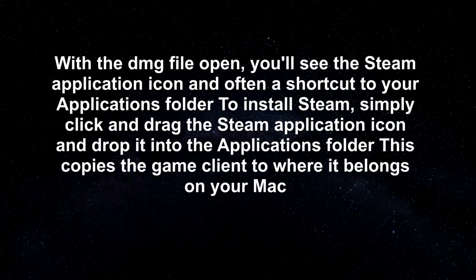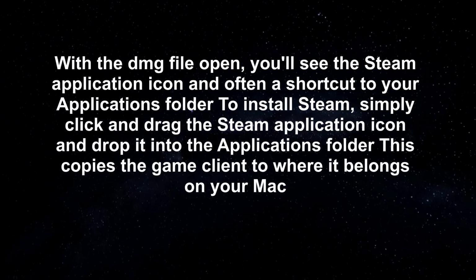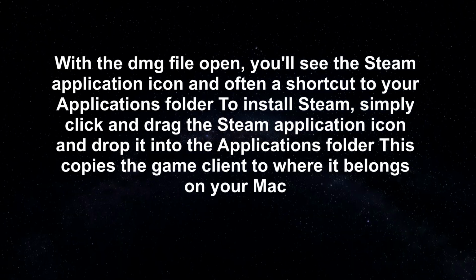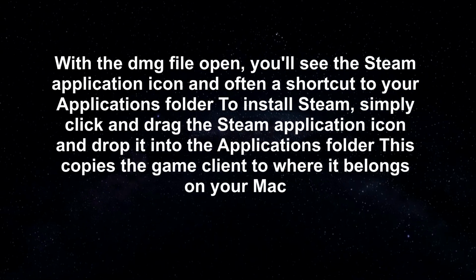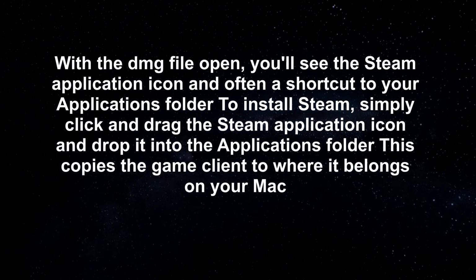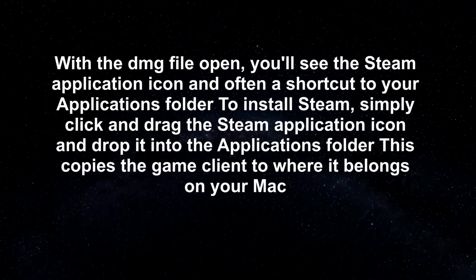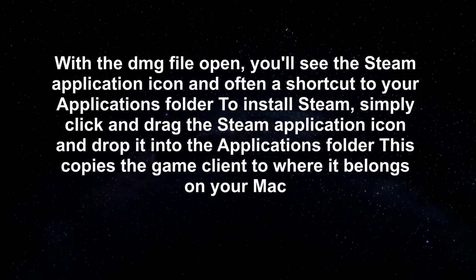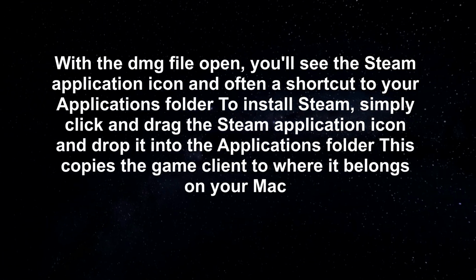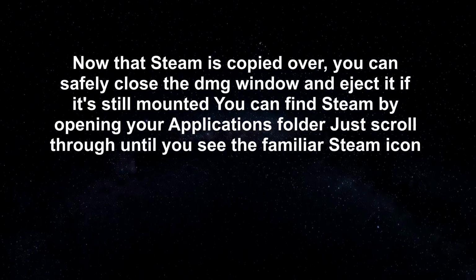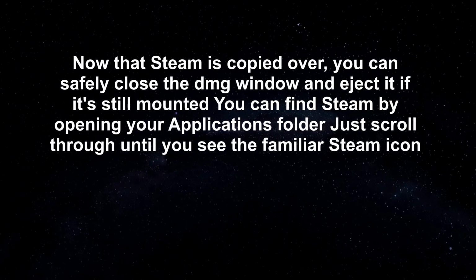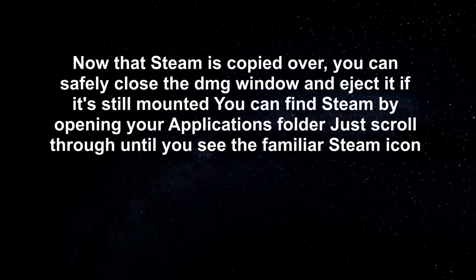With the DMG file open, you'll see the Steam application icon and often a shortcut to your applications folder. To install Steam, simply click and drag the Steam application icon and drop it into the applications folder. This copies the game client to where it belongs on your Mac. Now that Steam is copied over, you can safely close the DMG window and eject it.